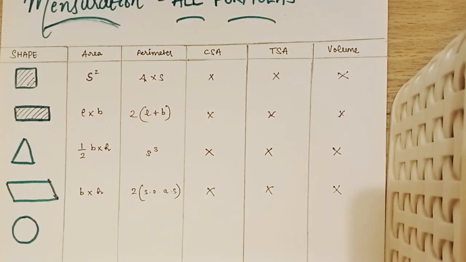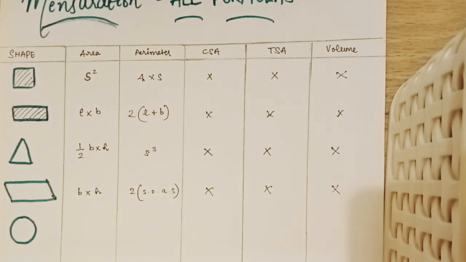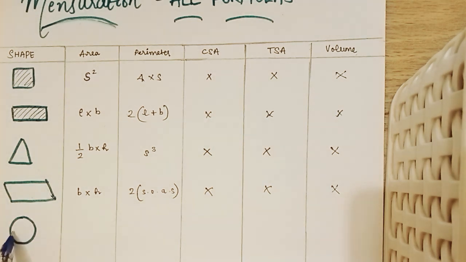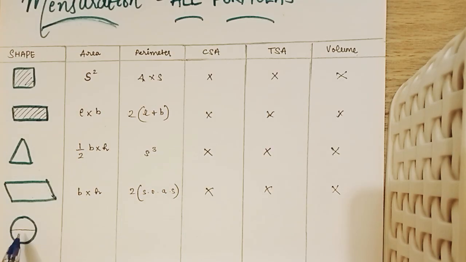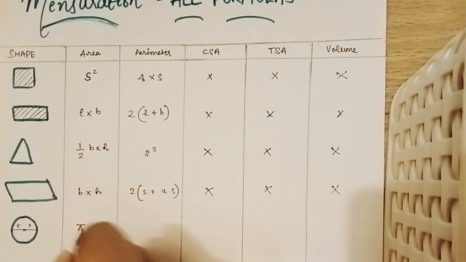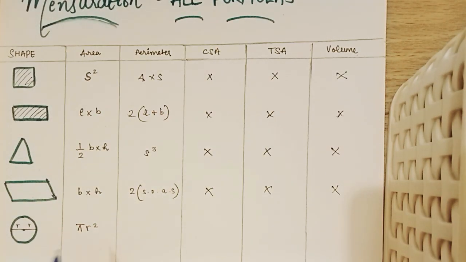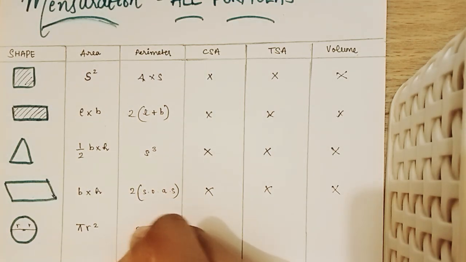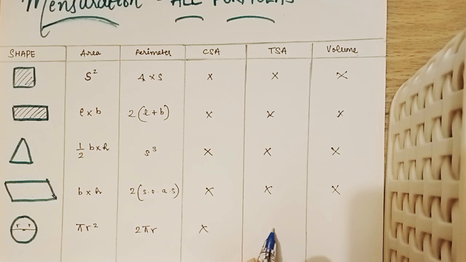Next is a circle. The area of a circle is pi r square. When you divide the diameter, you get 2 r's. See, this is r and this is r. 2 radius. Whenever a circle is involved, pi is involved. So pi r square is the area of a circle. Whereas the perimeter is 2 pi r, where the radius is r. So 2 pi r is the perimeter of a circle. CSA, TSA and volume are not there for a circle.